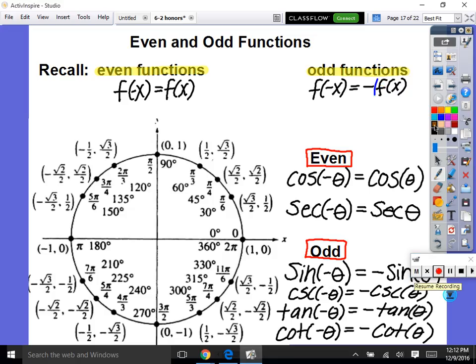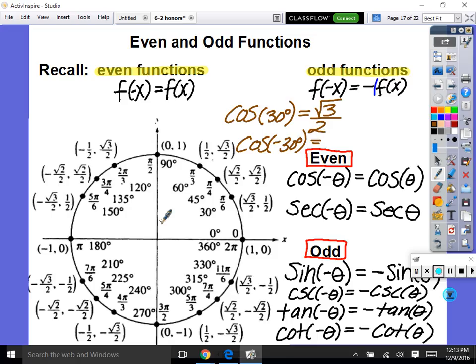Okay, let's consider, for example, cosine of 30 degrees. What do we get? Cosine of 30 degrees is root 3 over 2, correct? Now let's plug a negative into our function, so that'd be cosine of negative 30 degrees. So we're testing if it's even or odd. Cosine of negative 30 is also square root of 3 over 2. So when we plugged in a negative, we got the same function. Does everybody see why it's even?